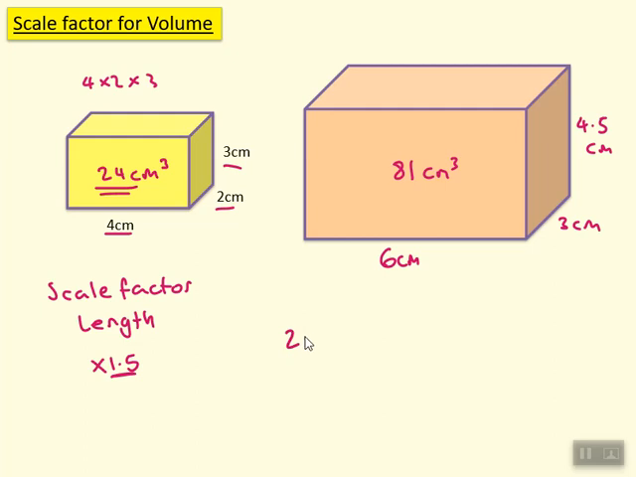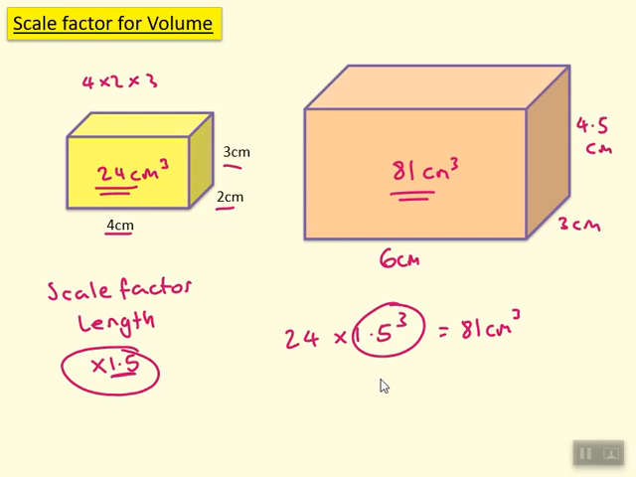Well, you could probably guess this for yourself, but it's been multiplied by 1.5 cubed because it's a volume, a three-dimensional shape. So 24 times 1.5 cubed, I'm just double checking this on the calculator, lo and behold, is 81 centimeters cubed, which is the volume of the larger one. So that's what happens with volume. If you scale all the edges by 1.5, then the volume is multiplied by 1.5 cubed.